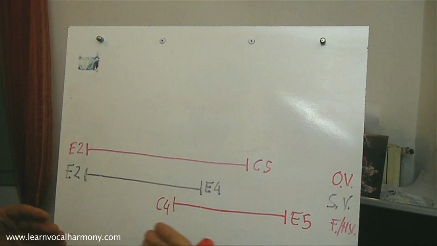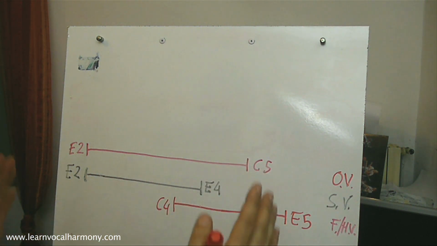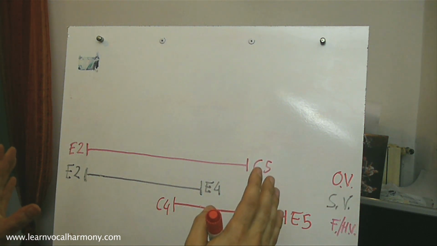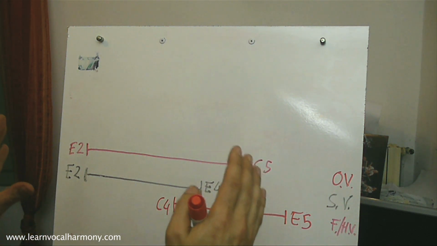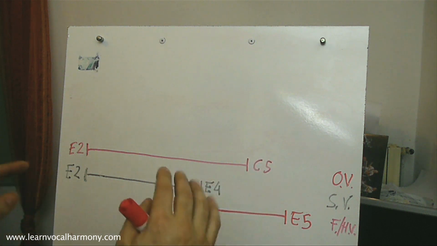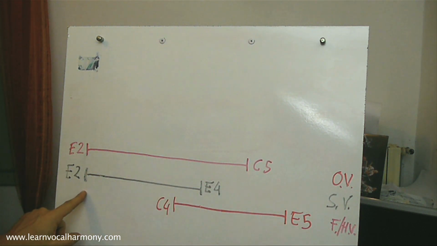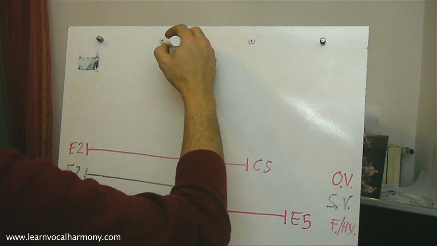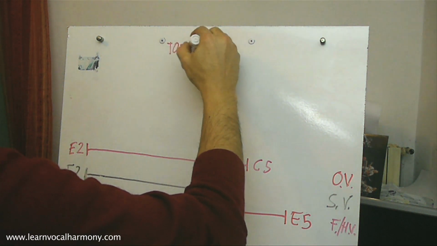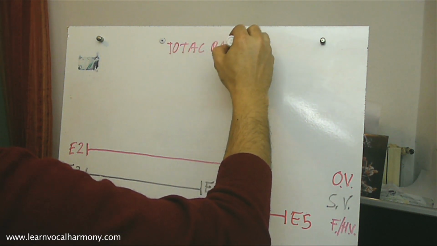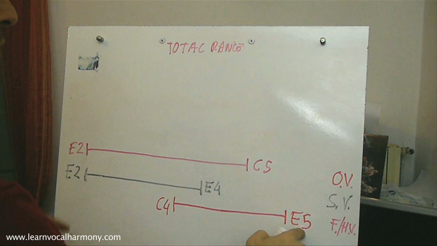Now, this scheme that I'm proposing to you contains the most important information ever about your vocals and about the way you will succeed in singing. I will show you now how to take advantage of this. First of all, this diagram tells you the minimum and maximum range you can cover. So your total range is E2 to E5.